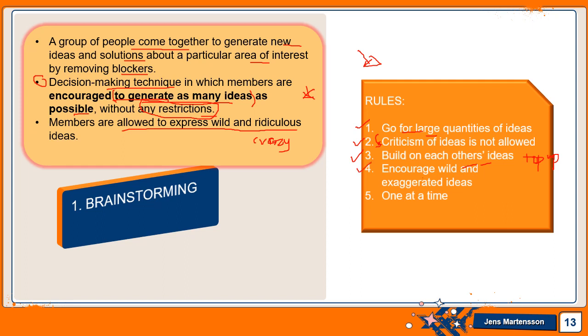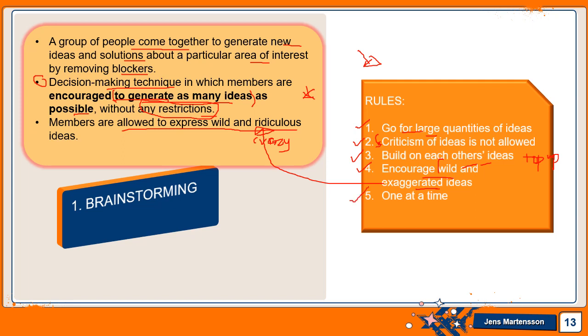And rule number 4 is encourage wild and exaggerated ideas. So wild ni idea yang kalau maksud wild ni adalah liar lah. Okay, it means here any kind of idea is allowed to be given. You nak bagi idea yang tak logik, yes, it is still allowed in brainstorming. So that is called wild and exaggerated ideas.